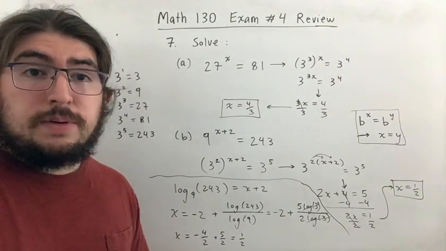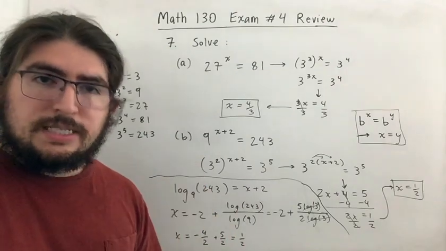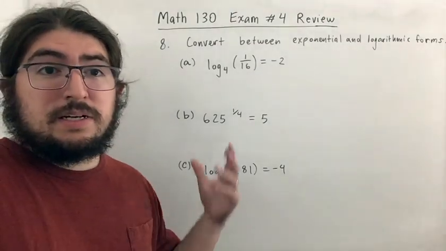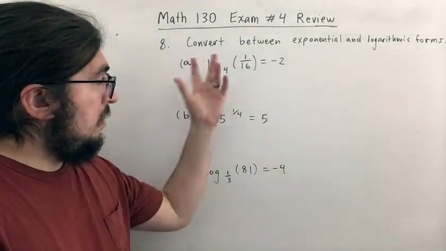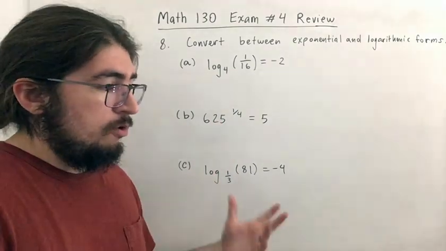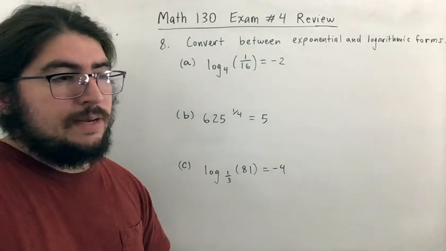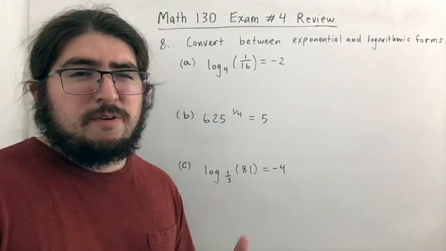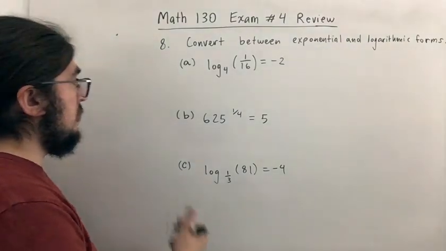With 8, we're going to be doing a lot of this conversion we saw here. So this is a nice transition into 8. So let's take a look at 8 right now. All right, so number 8 here asks us to convert between exponential and logarithmic forms. Now this, I think, is probably the easiest question, hands down, on the exam, because all we're doing is just looking between logarithmic and exponential form. But very often, students have trouble with this. So let's take a look to see what's going on.